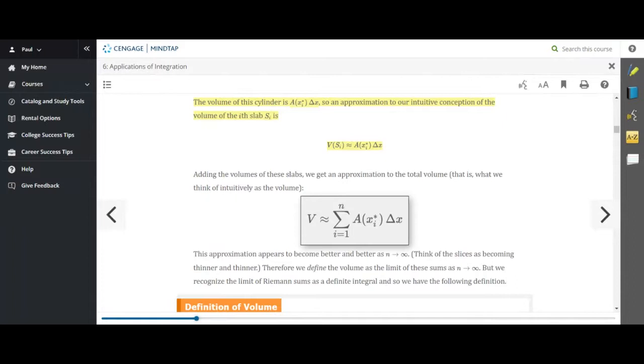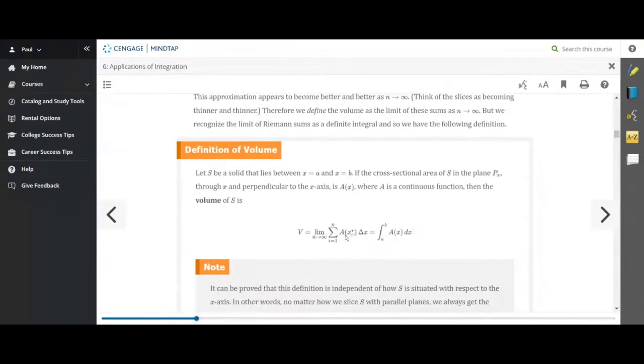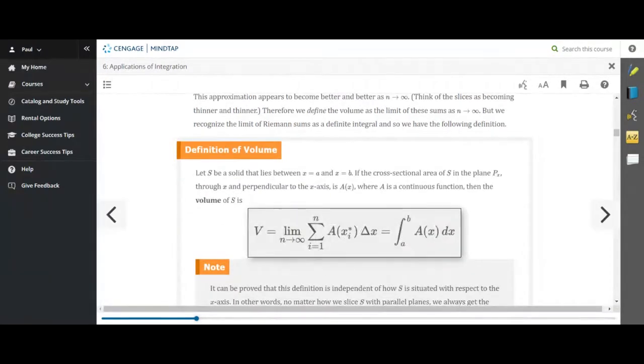Naturally, as you take more and more slabs, you're going to be able to approximate the volume better and better. So if we let n, which is the number of slabs, go to infinity, this volume is going to approach an integral. The Riemann sum will approach the integral. And this gives us the definition of volume.